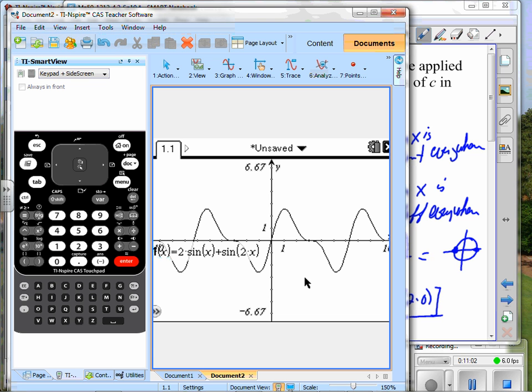Did you guys get this to graph? Change your window. Why change the window? And we only need it to be for what, Lindsay? 0 to pi. Okay, so choose a window.